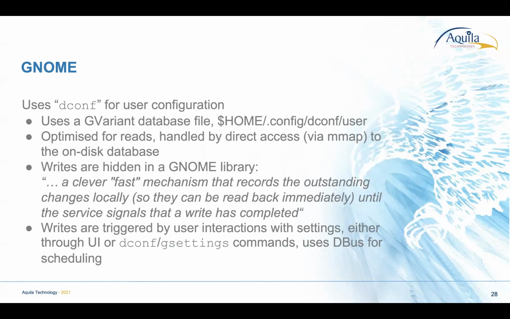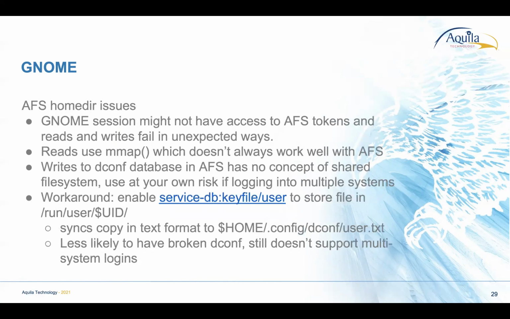This is a direct quote from the documentation. It calls it a clever, fast mechanism that records the outstanding changes locally so they can be read back immediately until the service signals that a write has completed. What this means is that writes are basically triggered by interactions with the settings. So either you're going through the settings, or you're running dconf or gsettings commands, which are the CLI interface. It uses D-Bus to talk to the dconf daemon to tell it to write. And the problem is, if you're using AFS home directories, you might not even have access to the dconf database when you log in.